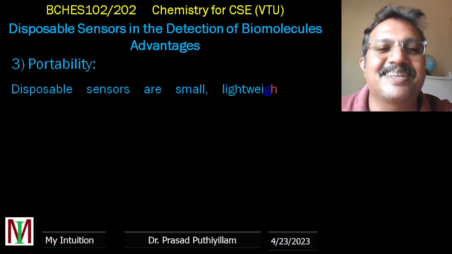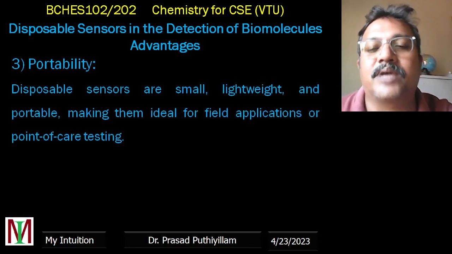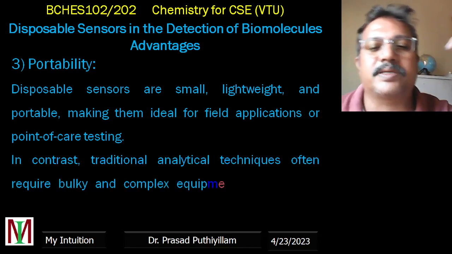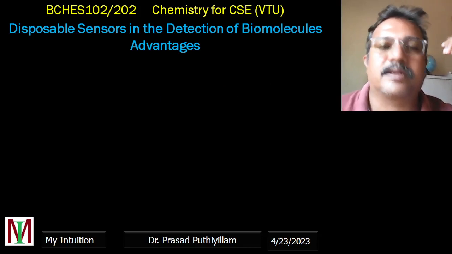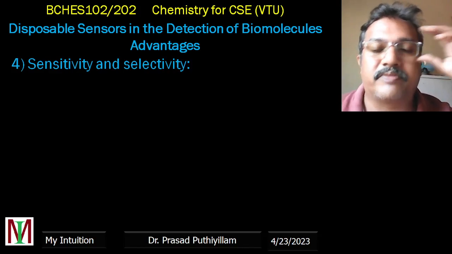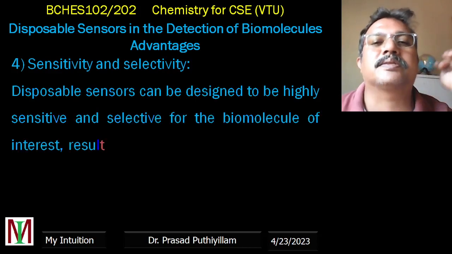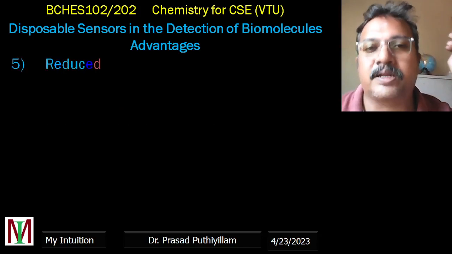So portability. Disposable sensors are small, lightweight, and portable, making them ideal for field applications or point of care testing. Portability means we are able to carry it. It is another advantage compared to the normal traditional analytical technique, in which we use bulkier instruments kept in the lab, which cannot be lifted. Sensitivity and selectivity is also one of the main advantages compared to the traditional method. They are highly selective and sensitive in special cases.